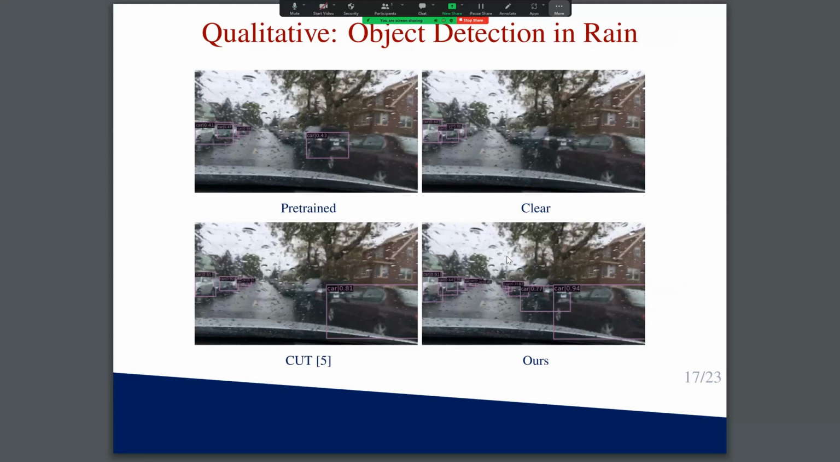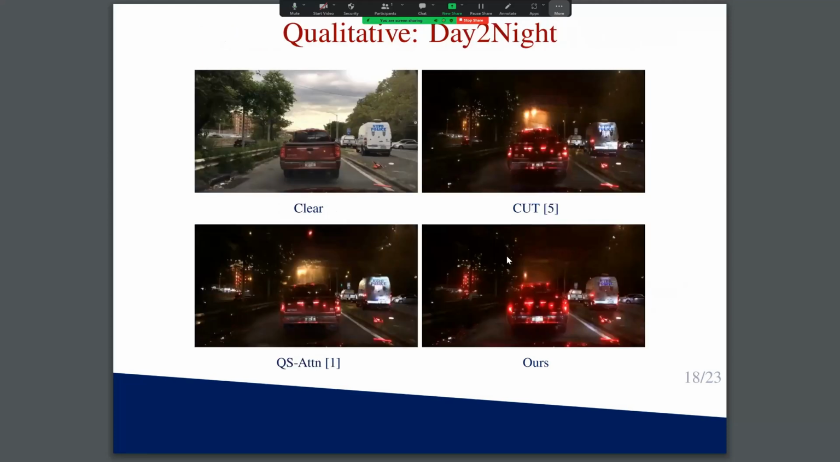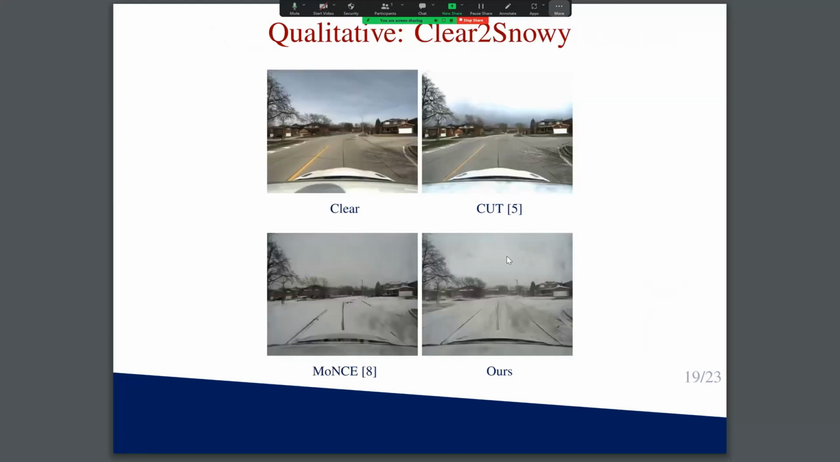And also for object detection in rain, our method leads to the best object detection, both in terms of classification and localization. We also extend our method to other times of day and weather. For example, here we show day to night translation, where our method generates quite realistic night scenes, whereas others like CAD and QSDN still have some daytime features in these night images. And we also try clear to snowy, where our method can generate quite realistic snowy images. On the other hand, CAD cannot generate enough snow on the surface, whereas MUNIT generates this ice cream texture like snow, which is not realistic.